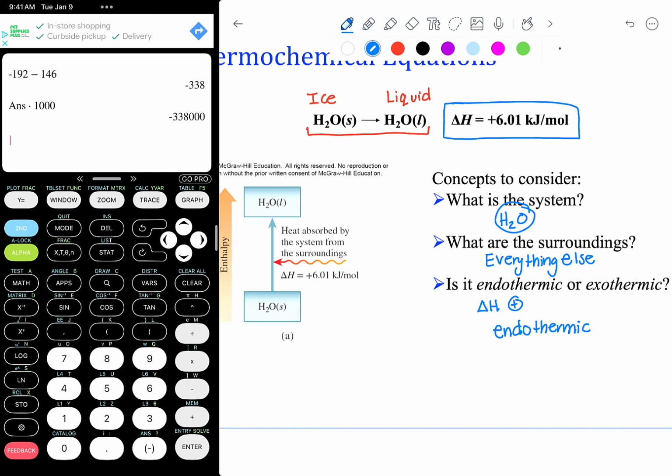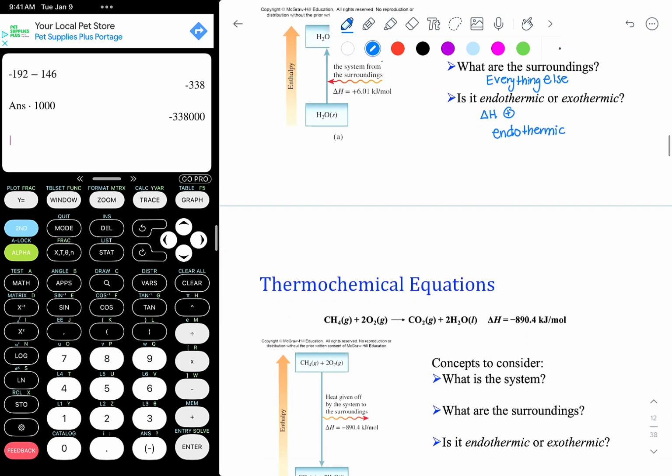This is how we think about thermochemical equations. We need to think about the system, the surroundings, and what the sign of that thermochemical variable, in this case enthalpy, is telling us about that specific reaction. So let's look at another one.